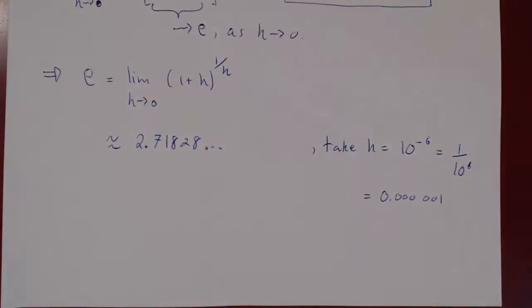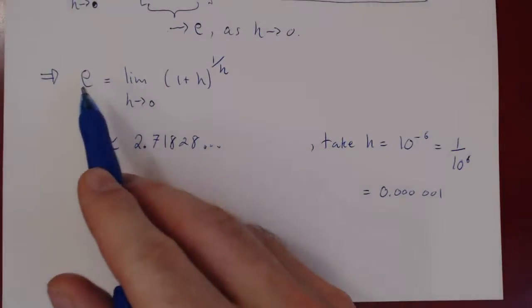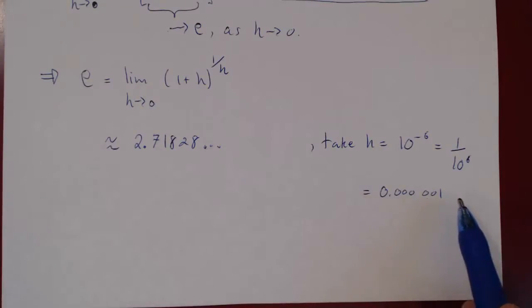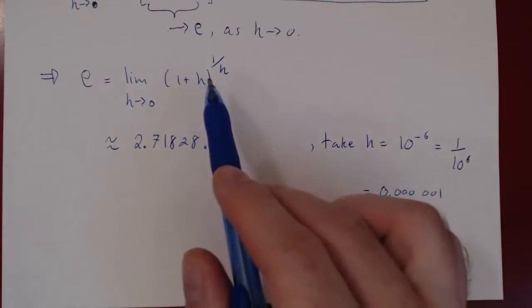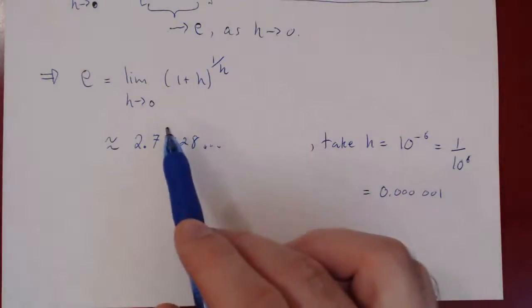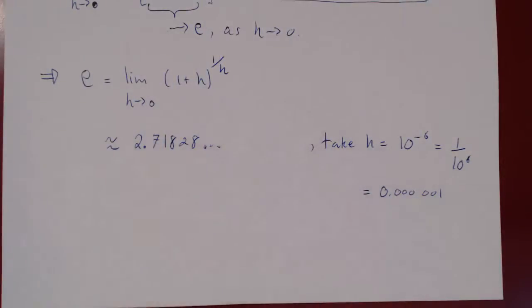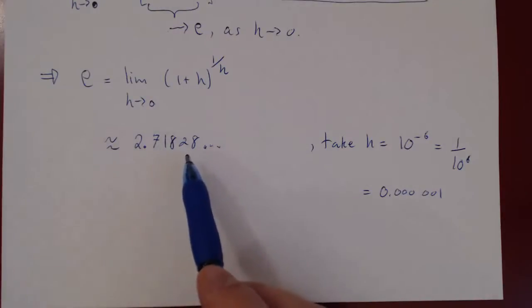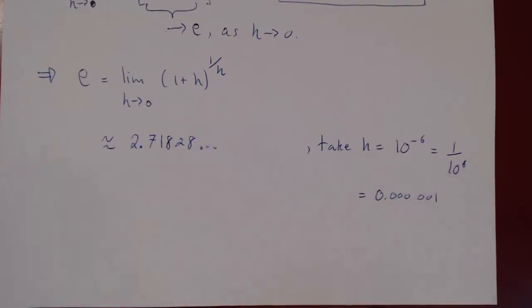And if you wanted an even better approximation to e, all you have to do is take a value of h even smaller. You could take h to be 0.00000001, use your calculator, plug it in, and you will have an even better approximation to e. And that is how we know that e is approximately 2.71828. Proving that this number is irrational is a lot more challenging, and so we'll leave this aside for the time being.